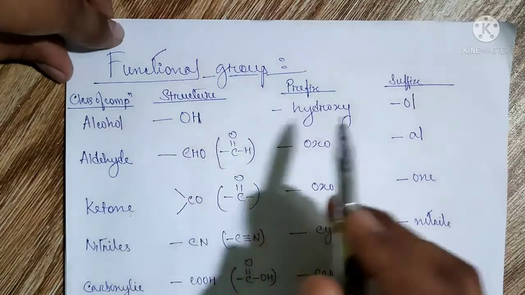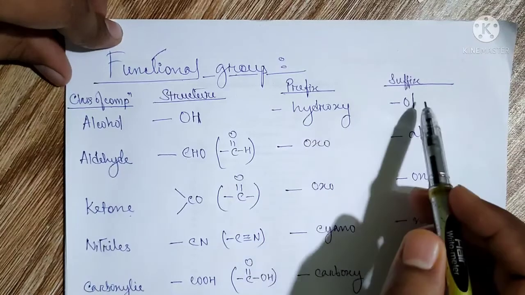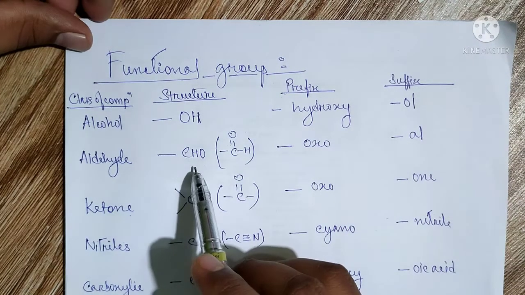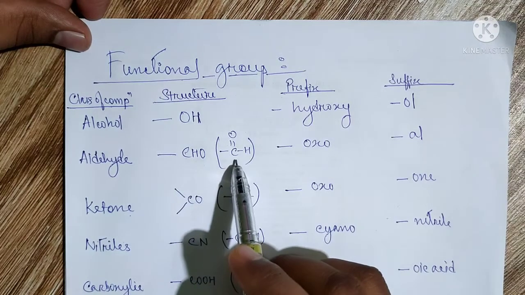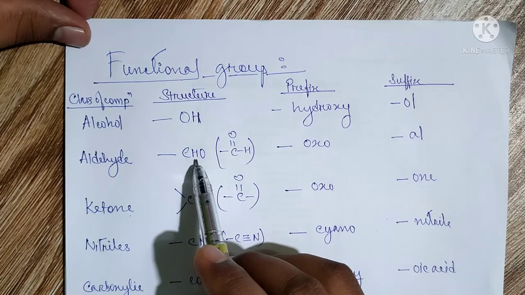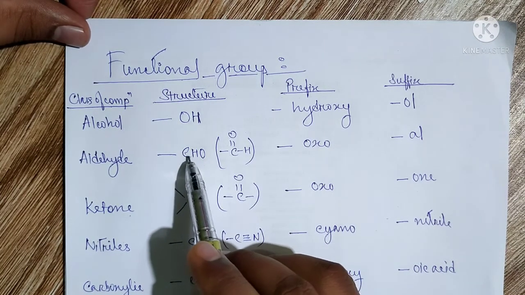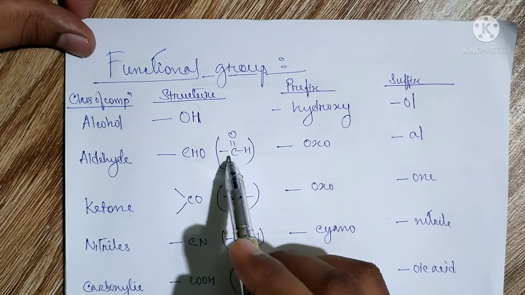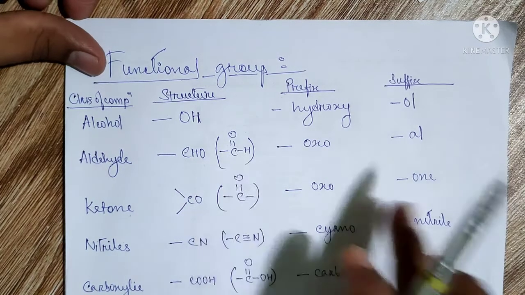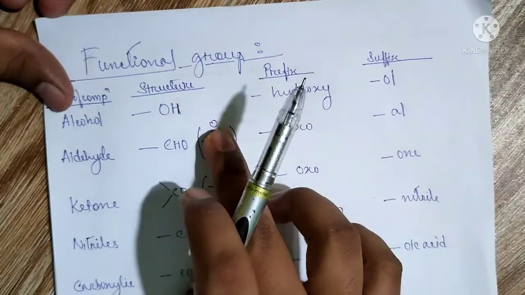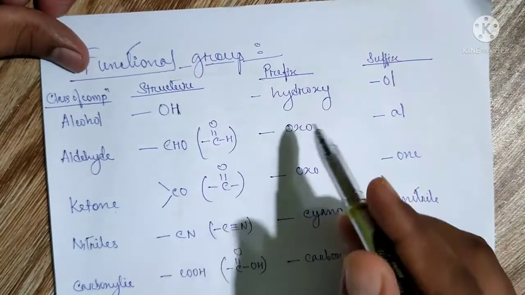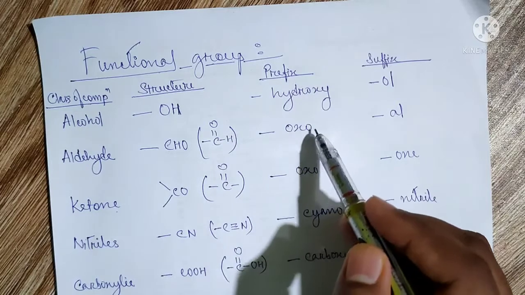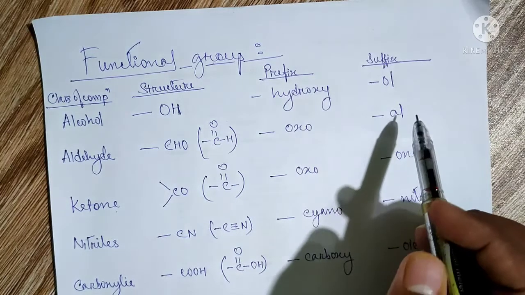So alcohol: the prefix is hydroxy and the suffix is ol. Aldehyde is represented by CHO, and this is the condensed form. Generally we write CHO, but sometimes it may be written as C double bond OH, which is the expanded form. So you have to know both terms. And for aldehyde, that means CHO, the prefix is oxo and the suffix is al.